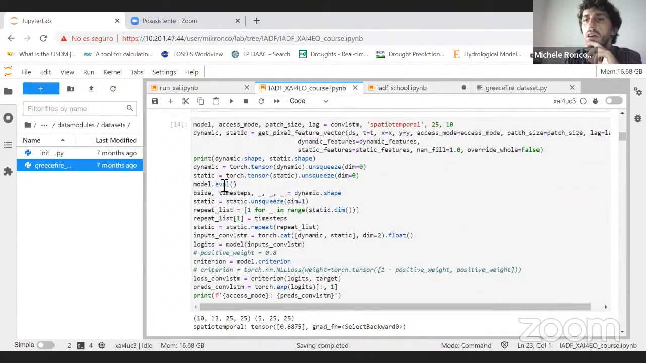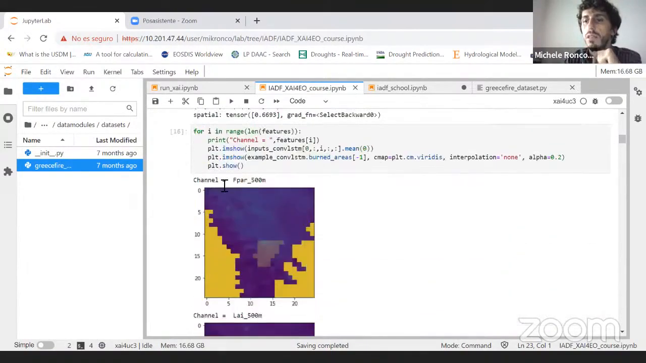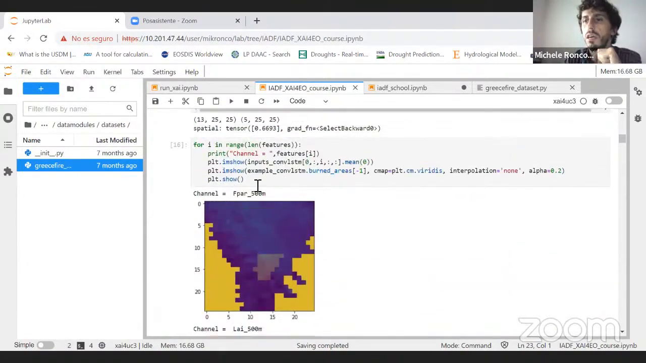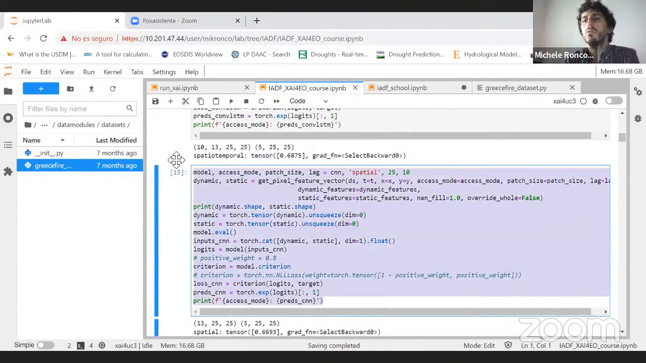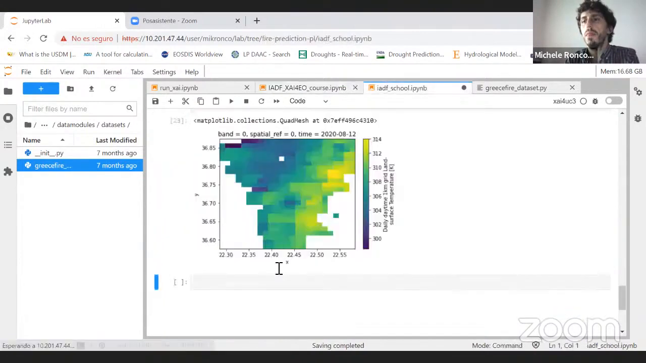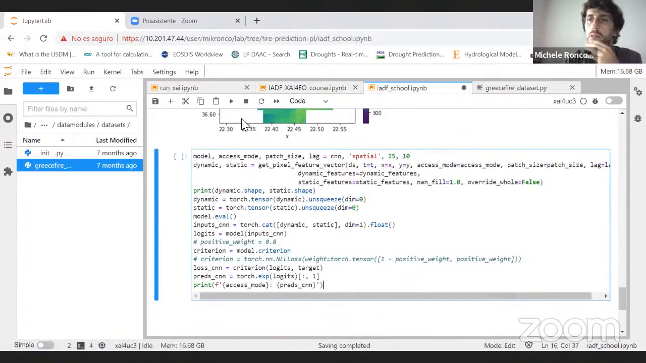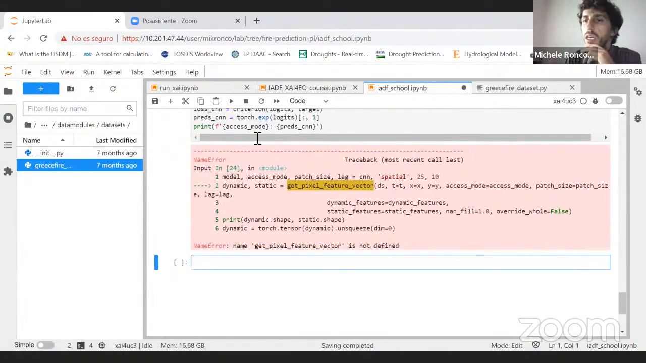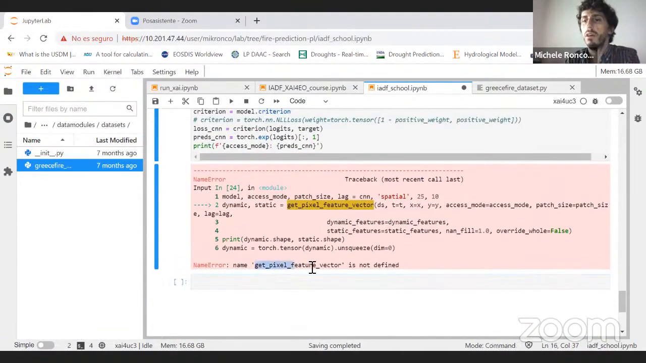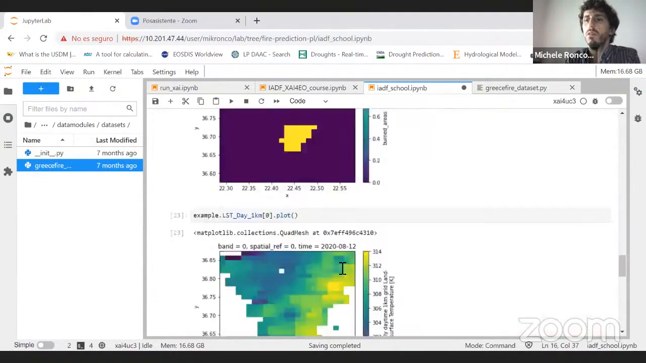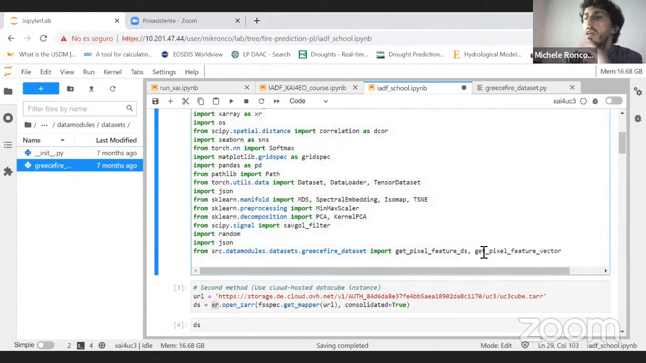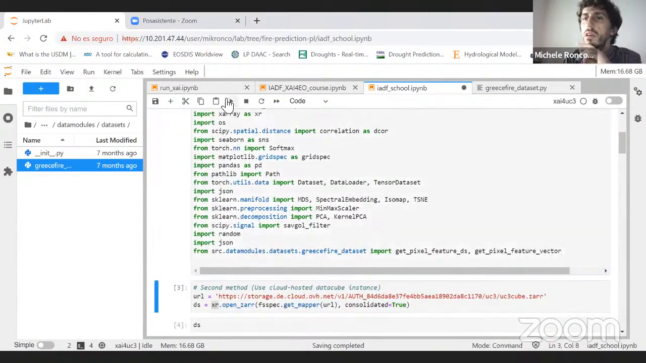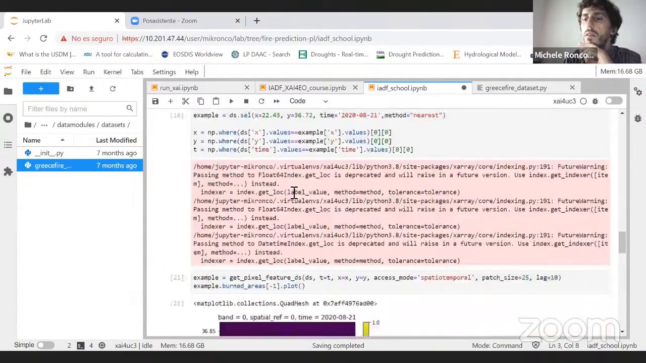What we would like to do at this point is define our input. We can do it in this way, and also import this one.